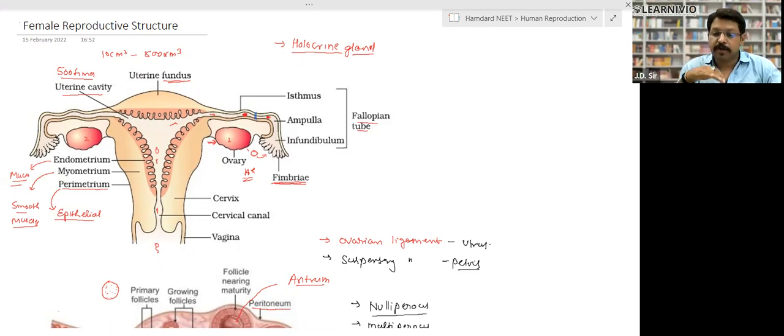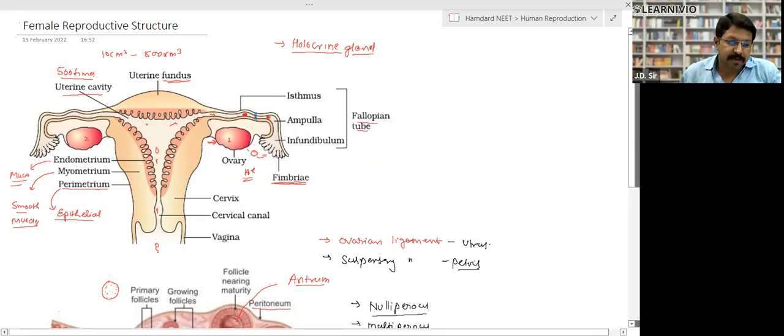Formation and destruction of the layer keep taking place every 28 days. But when pregnancy takes place, the layer becomes permanent. It does not rupture. Then it ruptures finally at the time of parturition, or childbirth, right? So the uterus is made up of three kinds of layers: perimetrium, myometrium, and endometrium. The endometrium layer is also made up of epithelial layer, right? Fine. So this triangular space is called the uterine cavity.